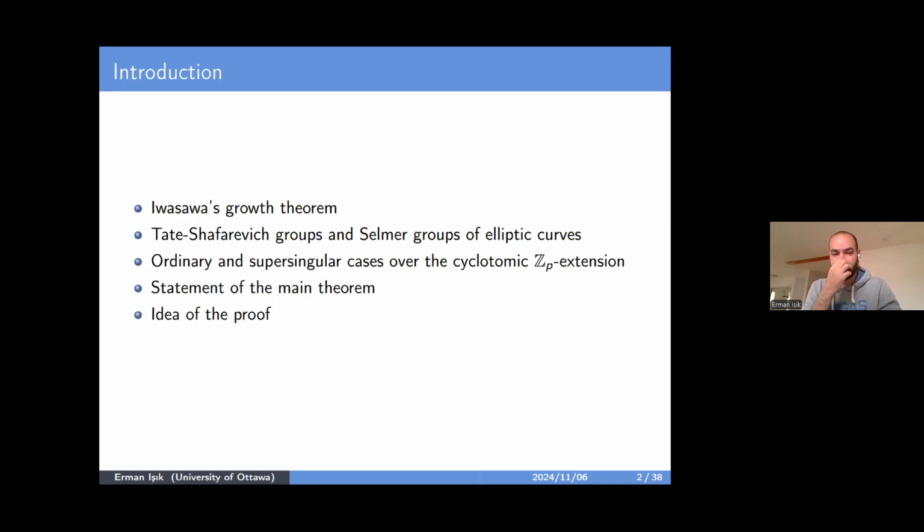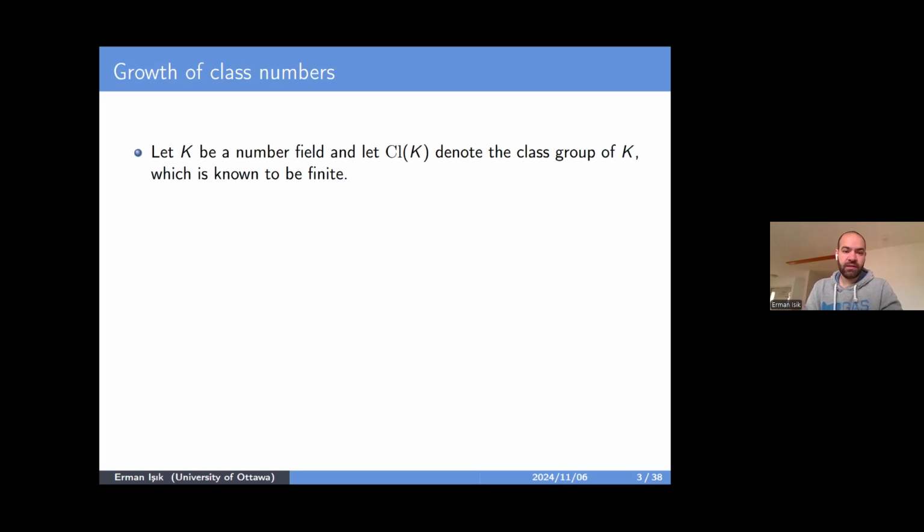So here is the outline. I will start with talking about Iwasawa's growth theorem. Then I will introduce Tate-Shafarevich groups and Selmer groups of elliptic curves. Then I will talk about the cases regarding the growth of Tate-Shafarevich groups for ordinary and supersingular primes, but over the cyclotomic extension. Then I will state our main theorem, and I will conclude with explaining the idea behind the proof.